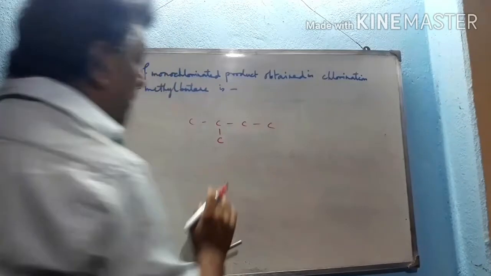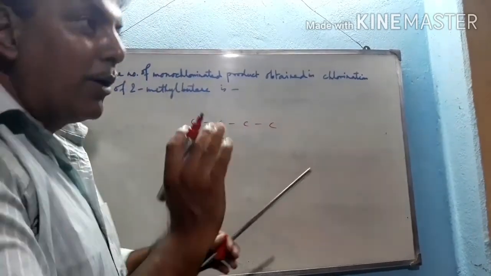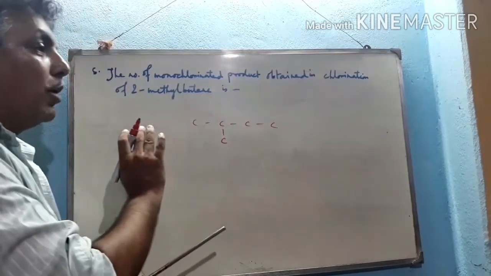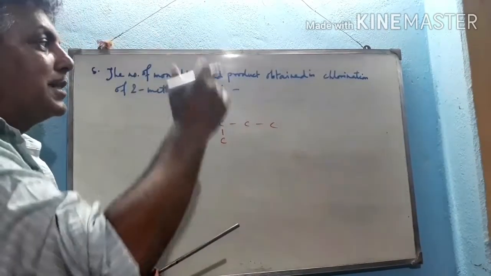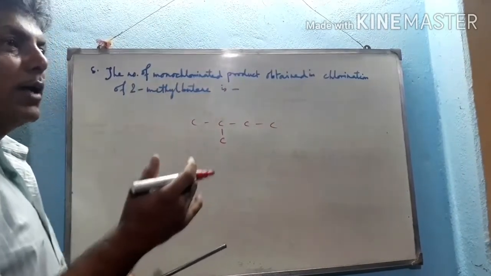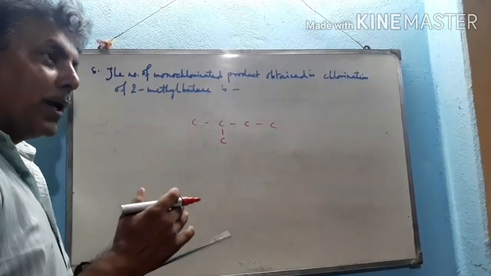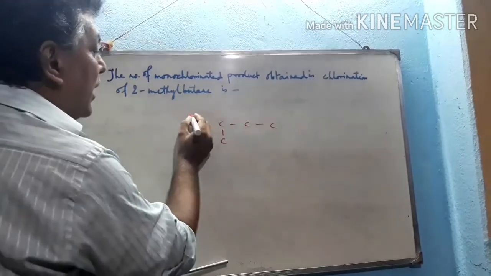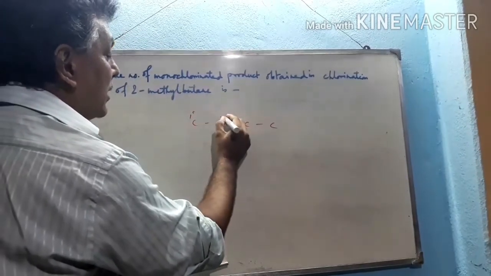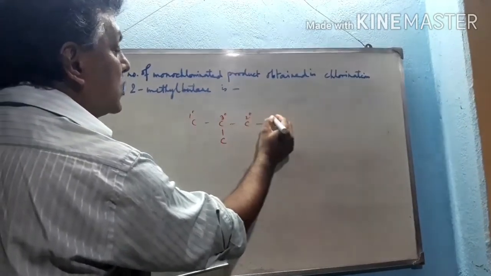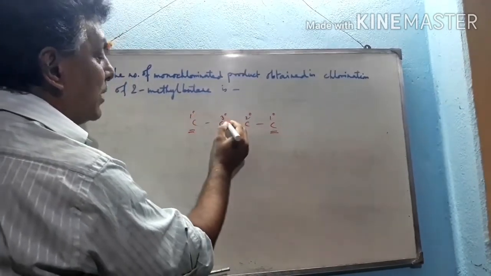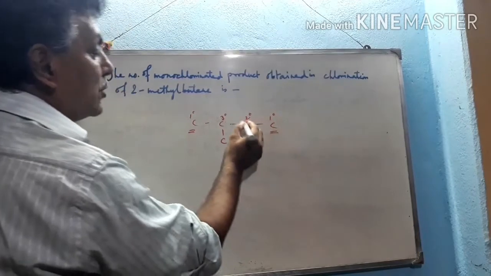Now we know that first we have to find out the number of different types of hydrogen atoms in this compound, where the hydrogen is replaced. This is a substitution reaction, replaced by the chlorine atom. So the number of different types of hydrogen atoms is equal to the number of monochlorinated products. This is 1 degree, this is 2 degree, sorry, 3 degree, this is 2 degree, this is 1 degree. But these two 1 degree are different because this 1 degree is attached to 3 degree and this 1 degree is attached to 2 degree.